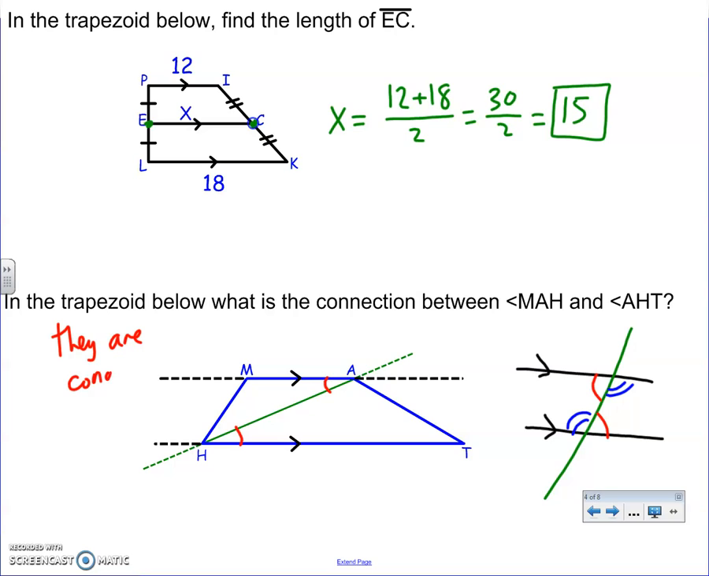Do not forget about your parallel lines and transversal. Our alternate angles are equal. Alternate interior angles are equal. Alternate exterior angles are equal. Corresponding angles are equal. Consecutive interior or same side interior are supplementary, in case you asked that.